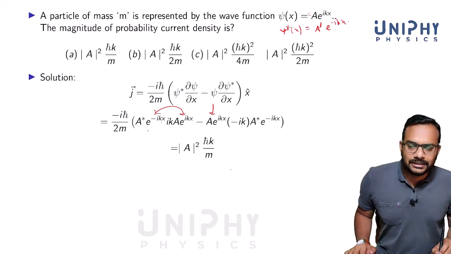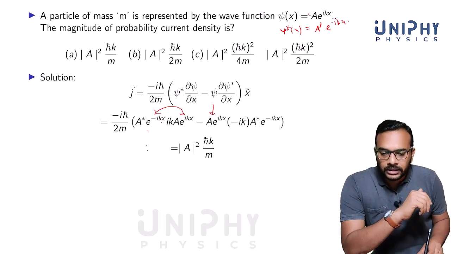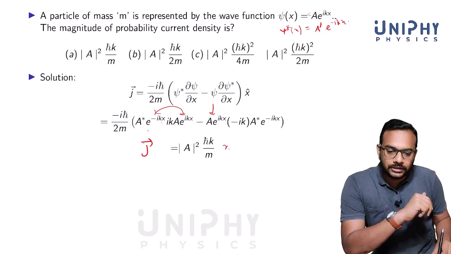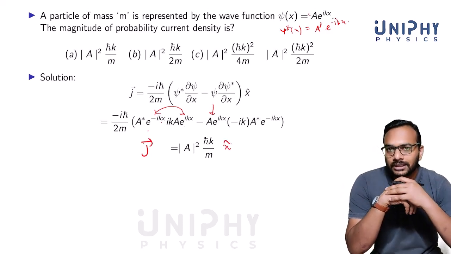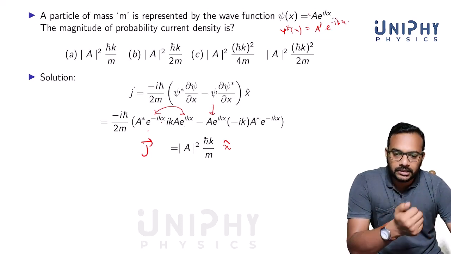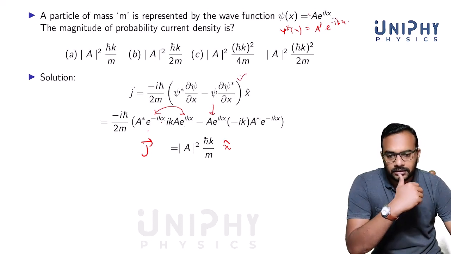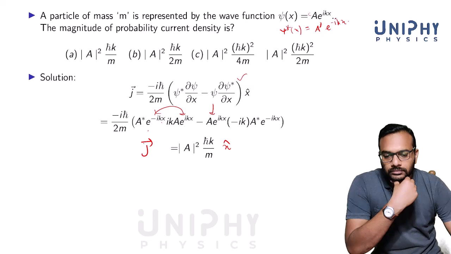You can say this is the magnitude of the probability current density. If you want the whole vector, if you want to write it as j vector, then you also need a unit vector here, in the x direction. It's not very difficult. You just remember this formula, and this kind of questions have been asked for different kinds of wave functions.